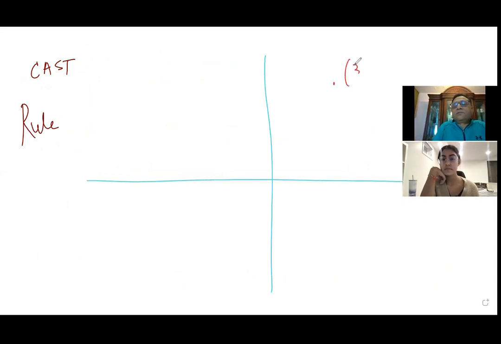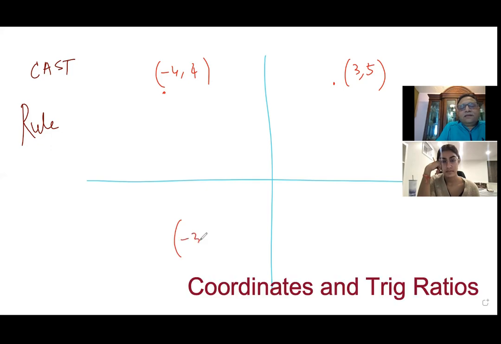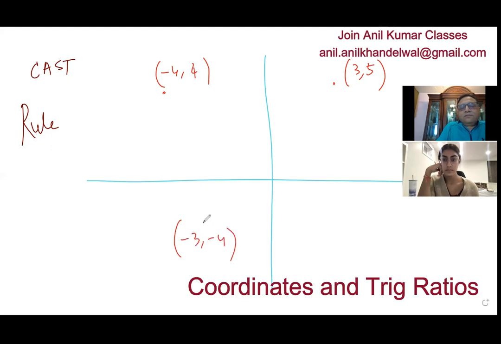Let's take some coordinate points here. Let's say this point is 3, 5, just general. Here some coordinate point, let's say -4 and 4. Here both will be negative, so let's say -3, -4. Here x is positive, so let's say 5 and -2, one will be negative. Good job.